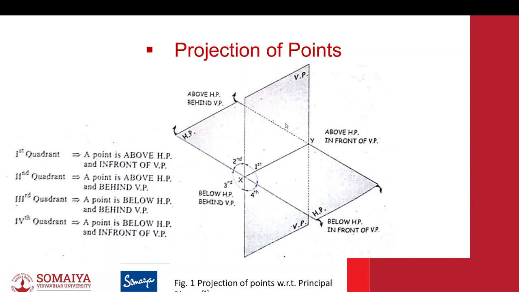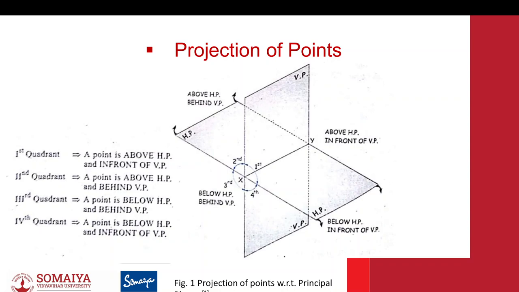As we have discussed about the projection of points and lines for the SEO 2020 pattern, all the quadrants were considered. But in the SEO 23 pattern, we have restricted the lines only to the first quadrant, right? So the planes will either be placed in the VP or in the HP, and then inclined to the other plane.